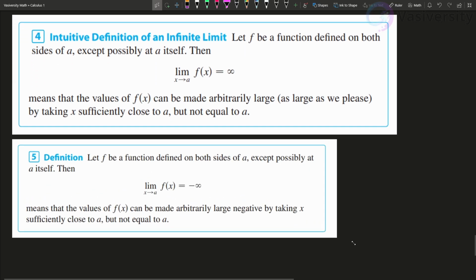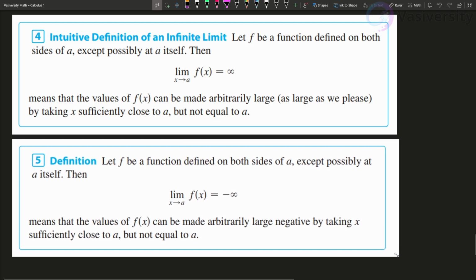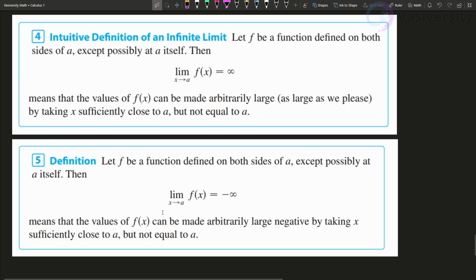Okay? And then, very similar definition we can give for the function that approaches negative infinity. So again, let f be a function defined on both sides of a, but not at a, and the limit as x approaches a of f of x is equal to negative infinity. That means the value of f(x) can be made arbitrarily large in a negative way by taking x sufficiently close to a, but not equal to a. So an example would be 1 over x squared. This one can be negative 1 over x squared. I'm just going to put a negative in front of it, and now it approaches negative infinity.